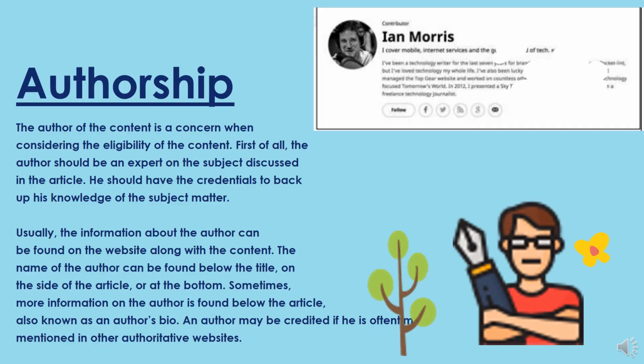So, Ian Morris is the author of I Cover Mobile Internet Services. So, this is an example of authorship. Now, let's go on with the second one.